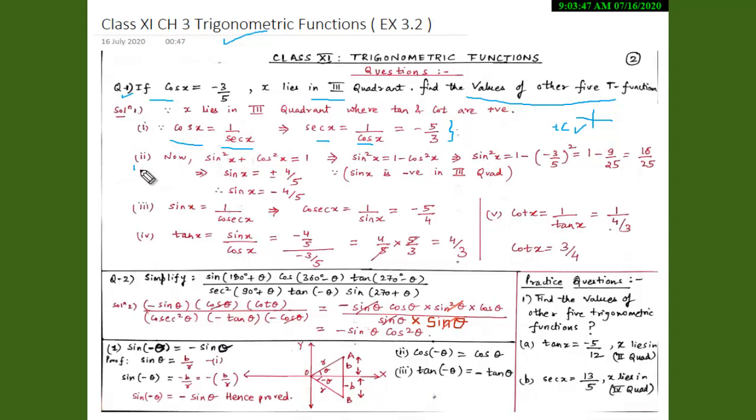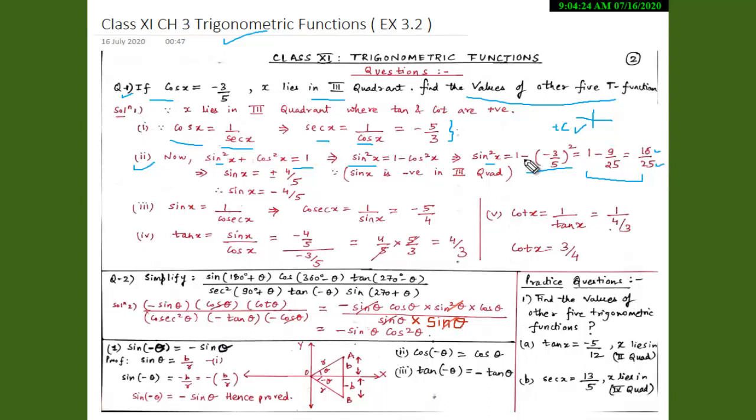Now we know the trigonometric identity that sine square x plus cos square x is equal to 1. So from here, sine square x will be equal to 1 minus cos square x. Therefore, sine square x will be equal to 1 minus, and we know that cos x is equal to minus 3 upon 5 according to our question. On substituting the value of cos x, we can write this as minus 3 upon 5 whole square. On solving it, we get 1 minus 9 upon 25, that is 25 minus 9, which is equal to 16 upon 25.